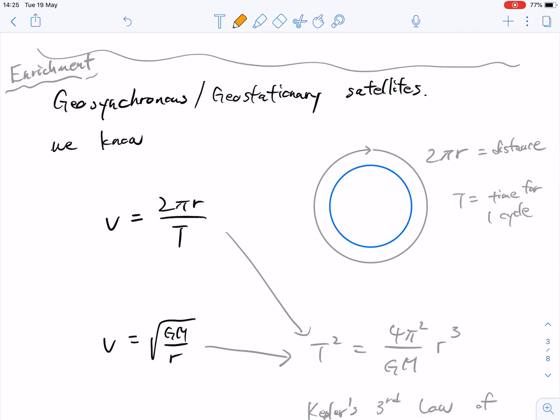This next part is a bit of an enrichment mixed with Chapter 5 material. It is about geosynchronous or geostationary satellites. Something like our moon is a geosynchronous or geostationary satellite. It orbits at the same rate that the Earth rotates. And so essentially the time period for the rotation of the moon relates to a particular circumference around the Earth.